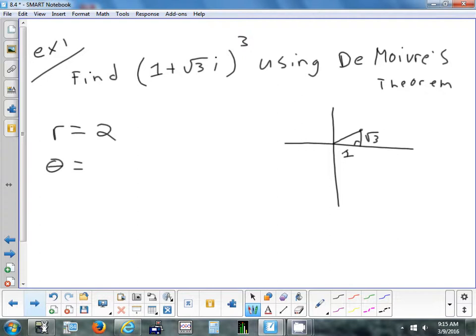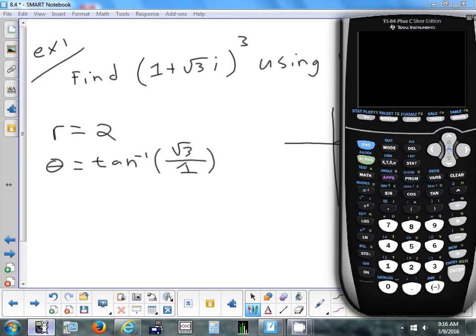If not, we just use the formula for theta. What's my formula to find theta in quadrant 1? It's also the same in quadrant 4. Tangent inverse, yeah, of y over x. So the vertical over the horizontal, root 3 divided by 1. Right, so really it's just the inverse tangent of square root 3.